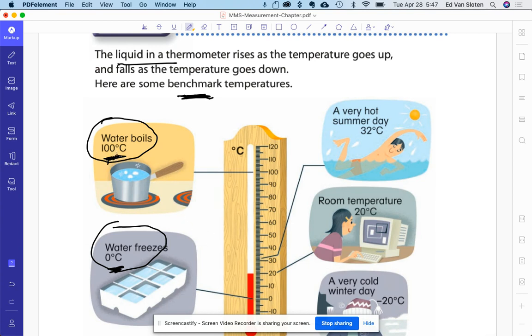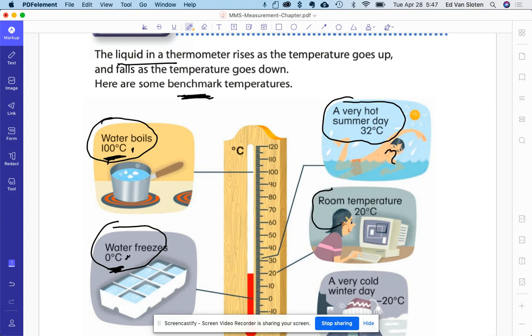100 degrees Celsius, that's boiling. Now remember, this is Celsius. It'll never be 100 degrees Celsius outside. Here, they're telling you, look at that: a very hot day is 32 degrees Celsius.